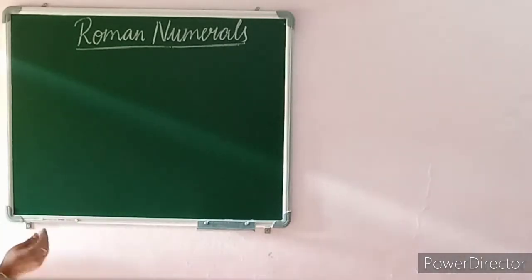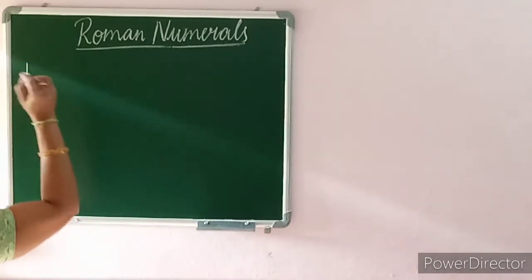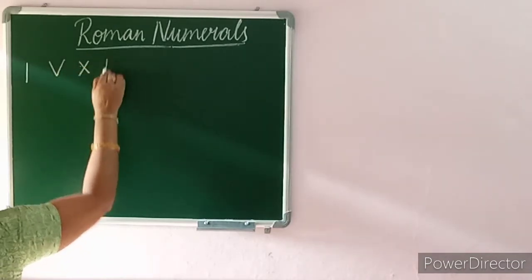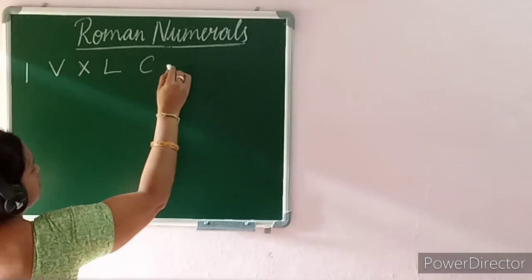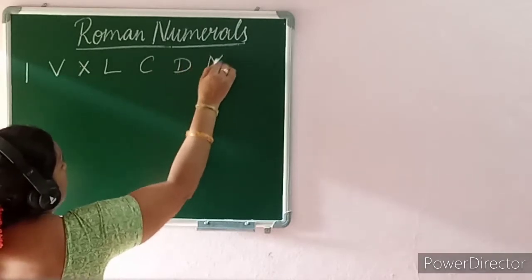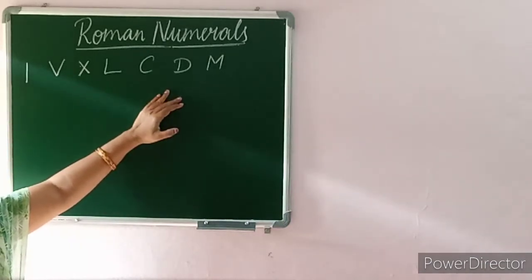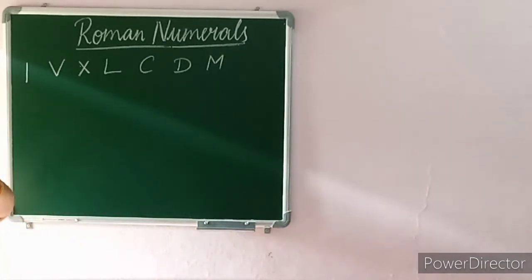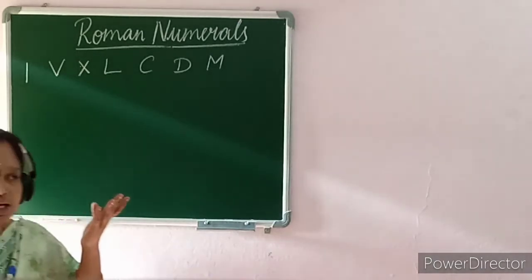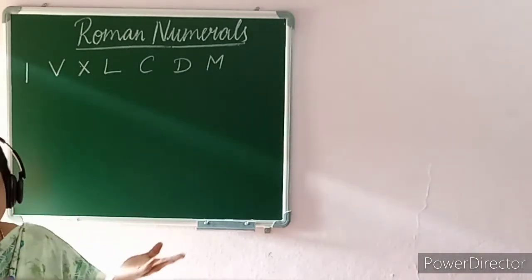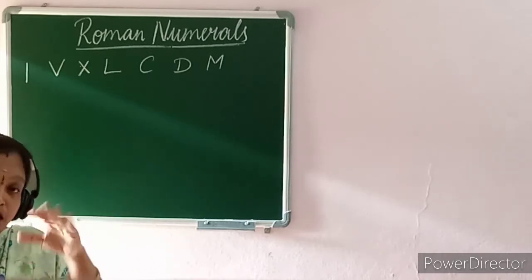So let me introduce you to how many Roman letters there are. First of all, we have 7 Roman symbols: I, V, X, L, C, D, M. These 7 Roman symbols will be used to write any number in our Hindu Arabic system. Hindu Arabic system is not any Greek and Latin word. It is just the numbers we regularly use, like 1, 2, 3, 4, 5. Those numbers are called the Hindu Arabic numbers.